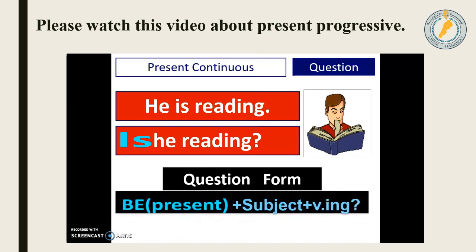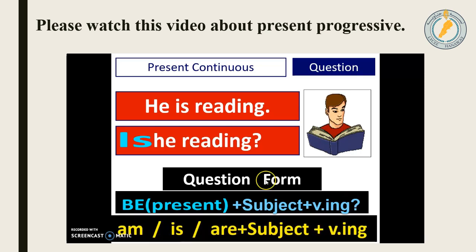We put the forms of verb be, one of the forms of verb be, in the present. Then this form is followed by the subject. Then we put the verb plus ing at the end. We add the question mark. So what are the forms of verb be in the present? They are am, is, or are. Then we add the subject. Then we put the ing form.